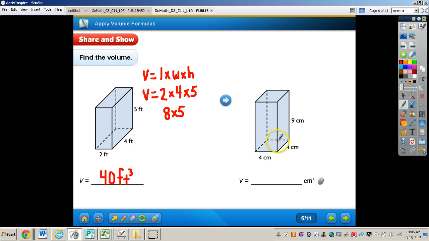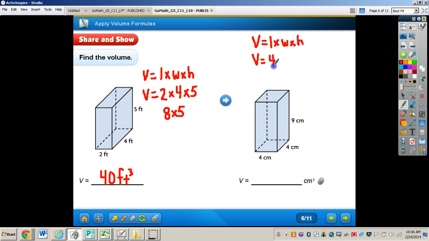Okay, let's take a look at our next figure here. We're going to write down our formula. We're just going to keep writing that down every time because that will really help us remember the formula. Length times the width times the height. Remember, height is that third dimension of our figures that will help us find the volume. Okay, so the volume, the measurements we want to include, length times the width.